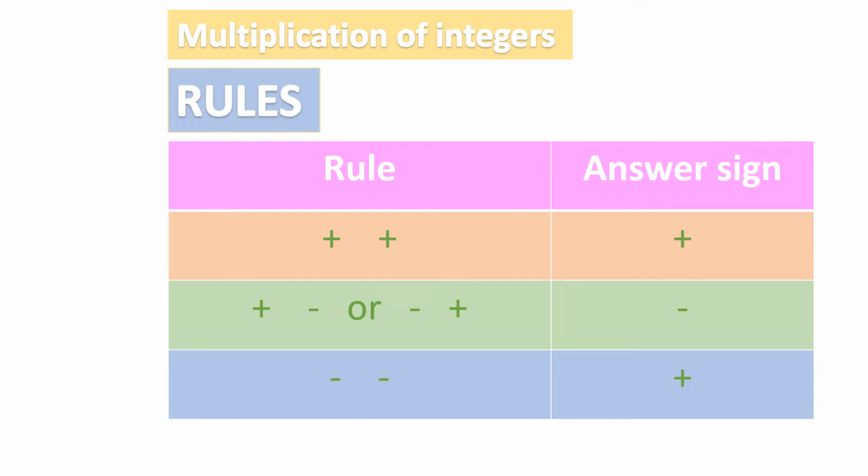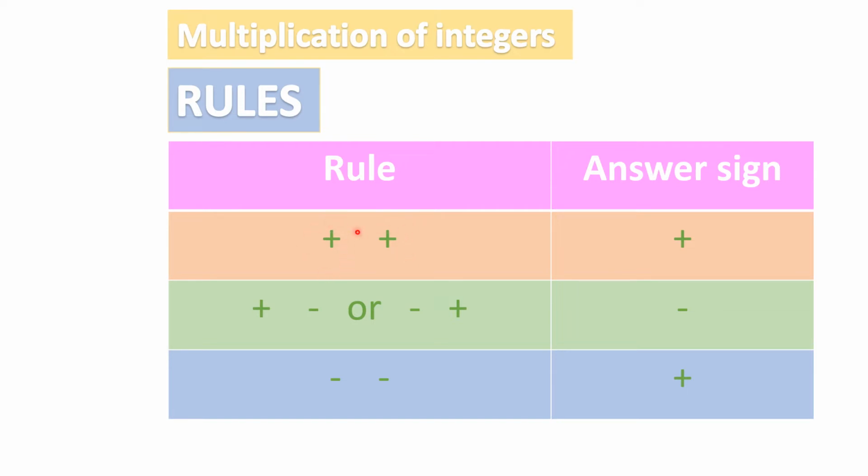Before starting addition and subtraction, we have done rules for adding and subtracting integers. That is how we learned how to add and subtract integers, right? So like that, for multiplication of integers also, there are rules, okay? So let's look at the rules. There are 3 rules for multiplication of integers. These rules are as follows.